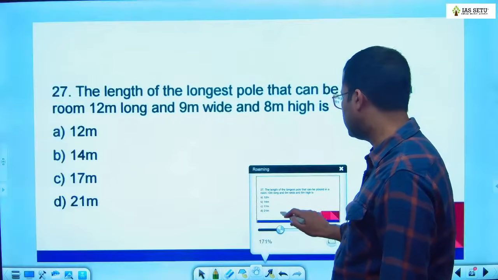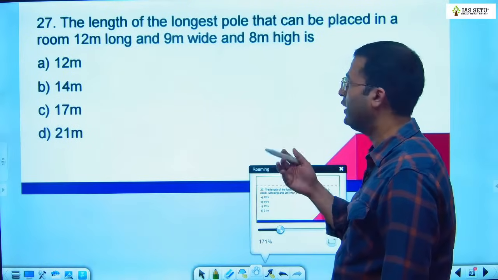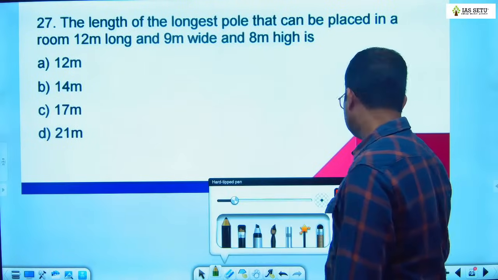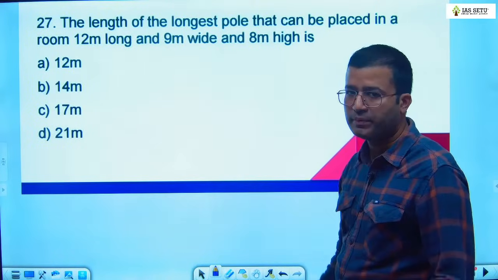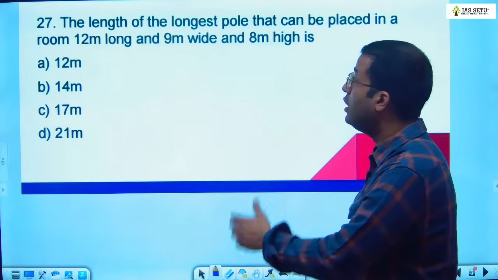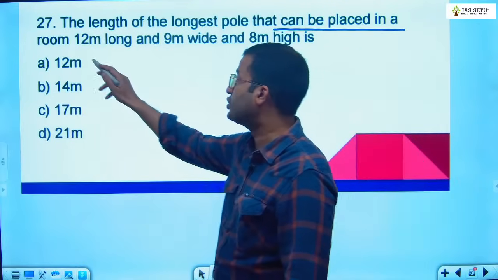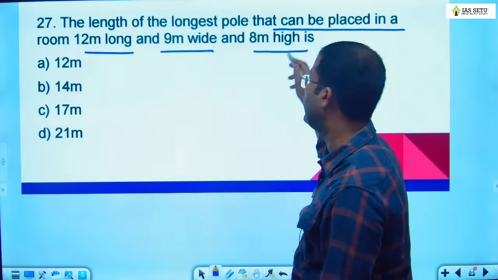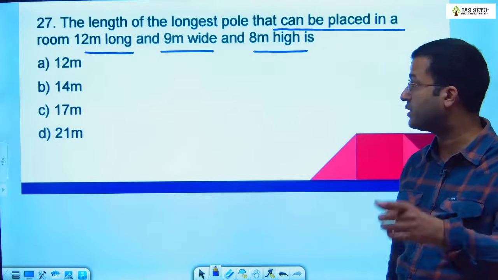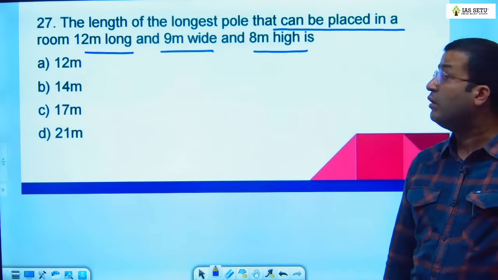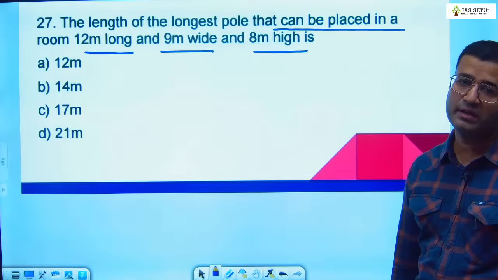Next is one of the favorite questions from cuboid. It is easy. I have taken this from a UPSC PYQ, that's why I am discussing it. Length of the longest pole that can be placed in a room which is 12 meter long, 9 meter wide, 8 meter high. There is a room of 12 meter by 9 meter by 8 meter. What is the longest pole which can be adjusted?